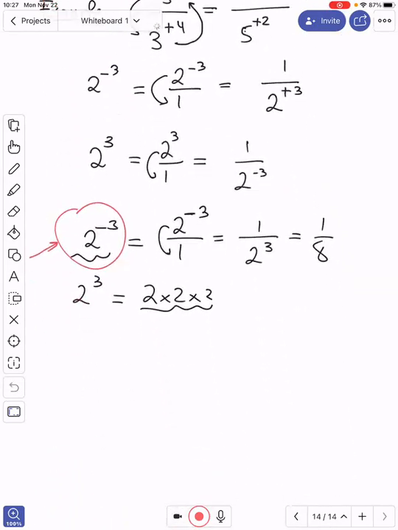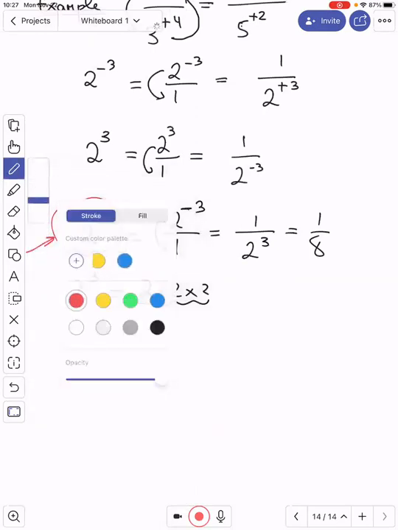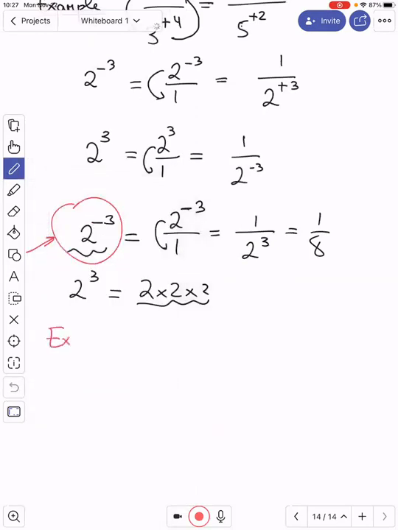Well, one more example. Example 3. So let's say y is equal to log in base.